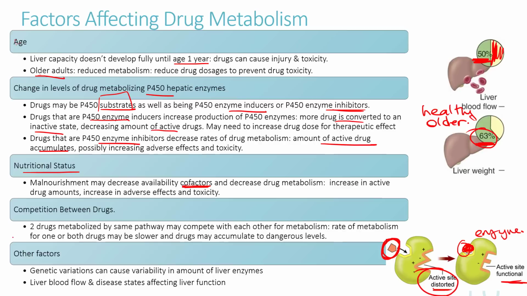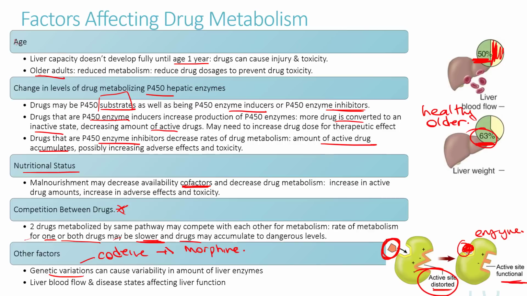Sometimes there's competition between two or more drugs, and these drugs may be metabolized by the same enzymes. If you have two or more drugs going by the same pathway, the rate of the metabolic process for one or both drugs may be slower, and one or both drugs may accumulate to dangerous levels. Again, therapeutic effect increases, but also the risk for toxic and adverse effects. Other factors, genetic variations. We looked at this when we looked at the conversion of codeine to morphine.